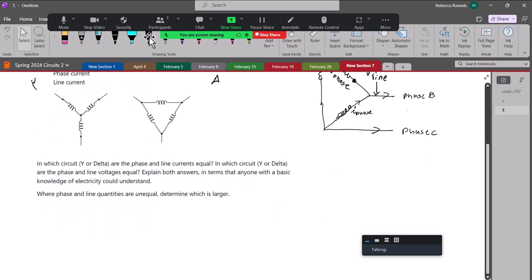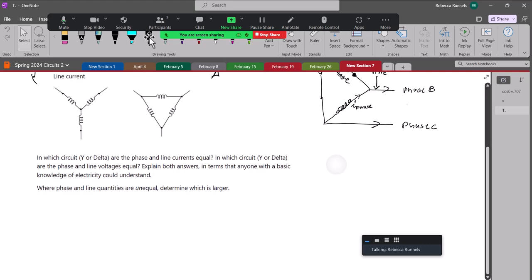Now I'll draw a Y. And again, I'm going to draw it slightly differently.